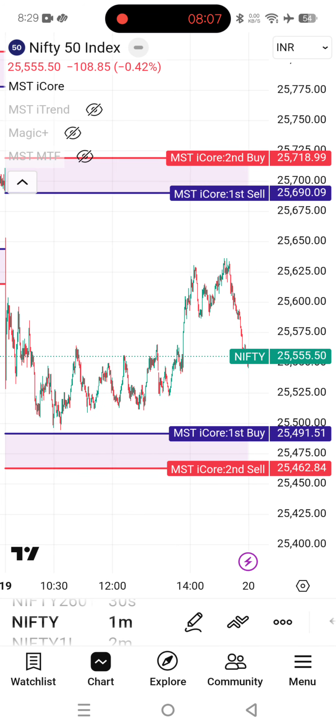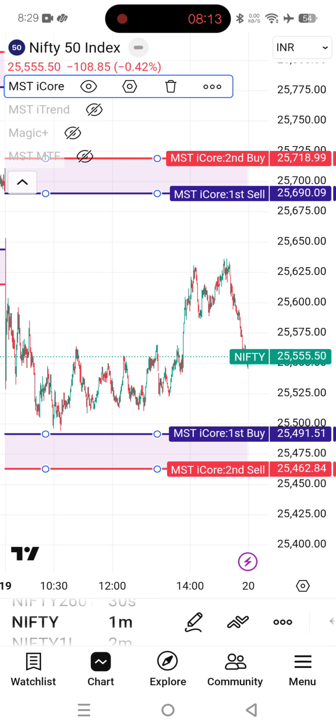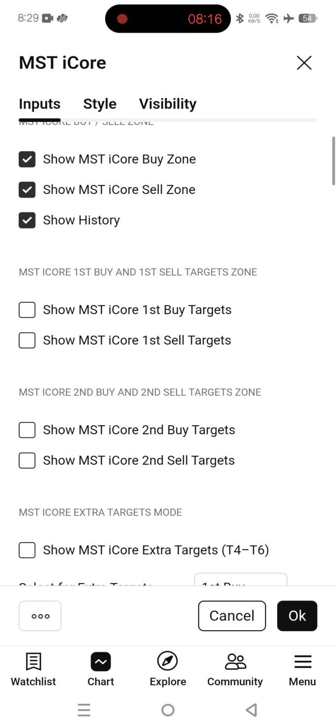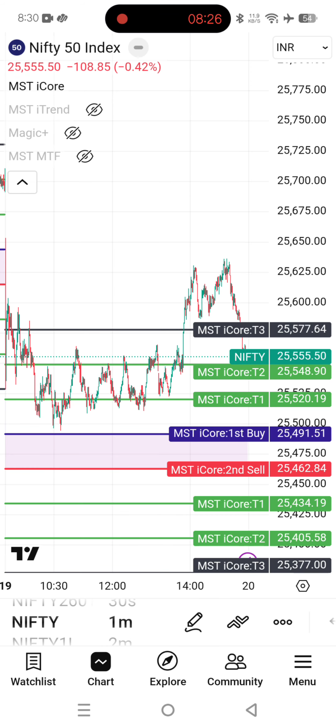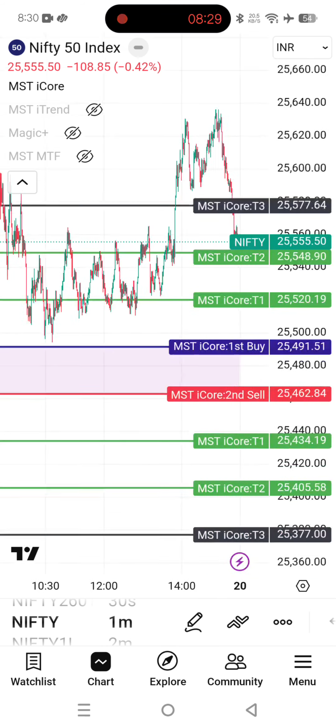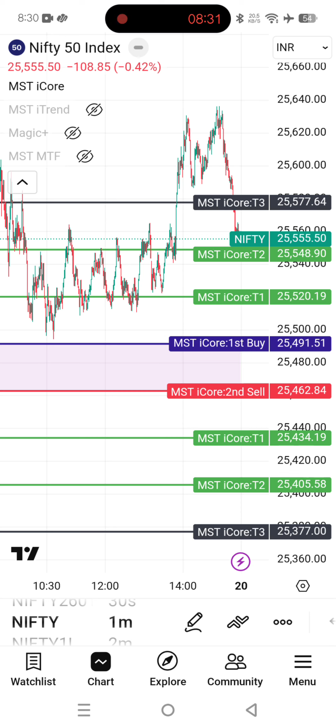See yesterday's scenario: it came down to our buy zone and buy got activated. Once buy or sell is activated, go to the settings. If buy is activated, remove the sell. If sell is activated, remove the buy. If buy is activated, enable the buy targets and also enable the second sell targets. Why? If buy is activated and it is moving in our favor, it is well and good. You can book the profit and exit. The same applies if sell is activated and moving in our favor.